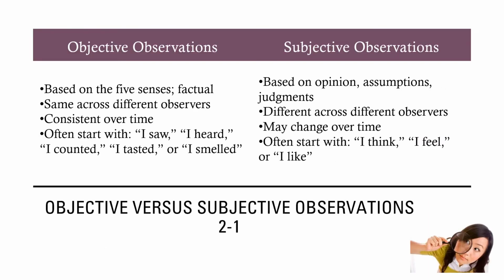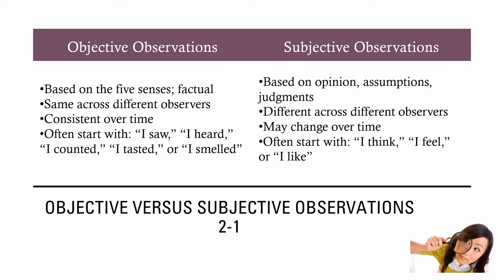Objective versus subjective observations. Objective observations are based on the 5 senses and are factual. Subjective observations are based on opinion, assumptions, and judgments. Objective observations are the same across different observers. Subjective observations are different across different observers.